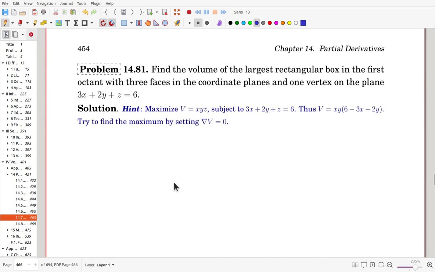Find the volume of the largest rectangular box in the first octant with 3 faces in the coordinate planes and 1 vertex on the plane. Okay, let's try to visualize the problem.